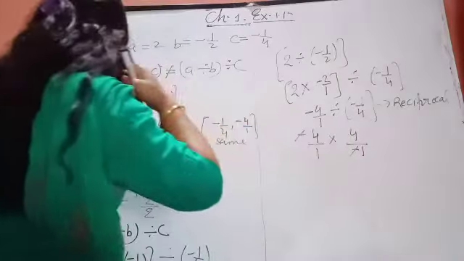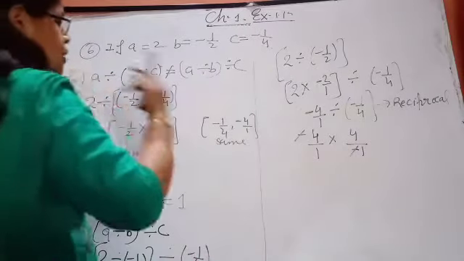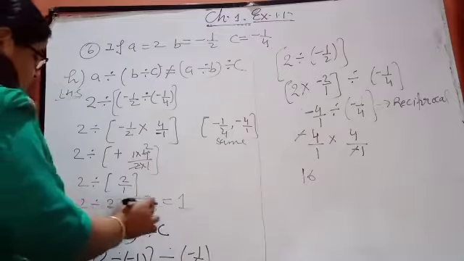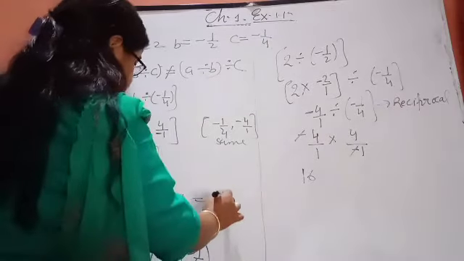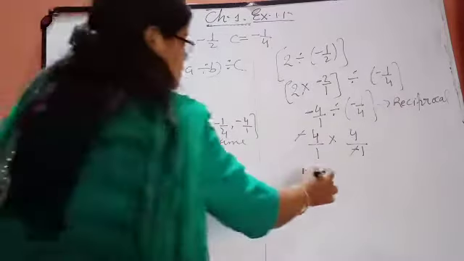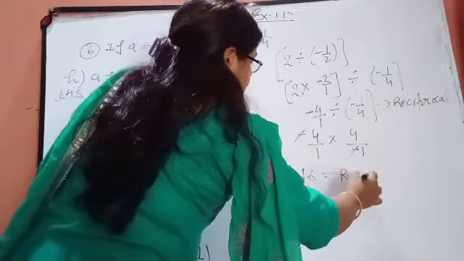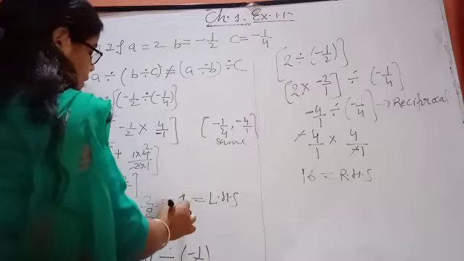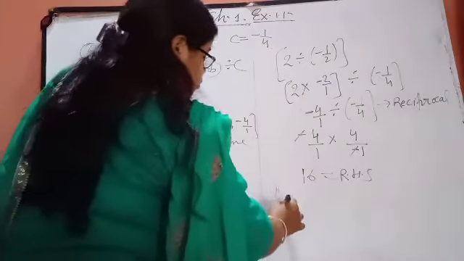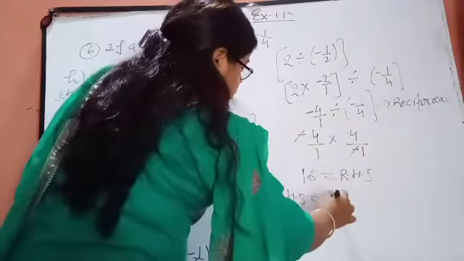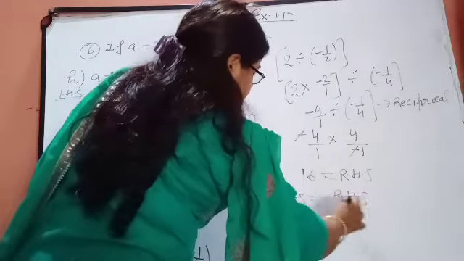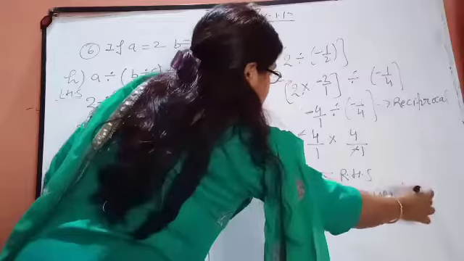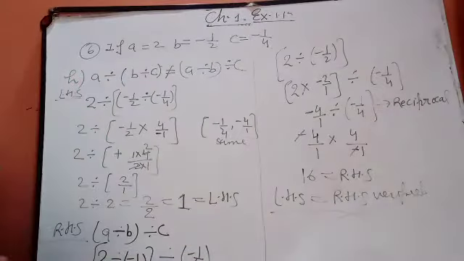4 fours are 16. So you can see what was the value of 1? It was the left hand side value. And this is the right hand side. When I solved, how much did I get? On the left hand side I got 1, and on the right hand side I am getting 16. So you can see that left hand side is not equal to right hand side. It is also verified. So in this way, the rest of the part of this question you will complete yourself and show me in your classroom.